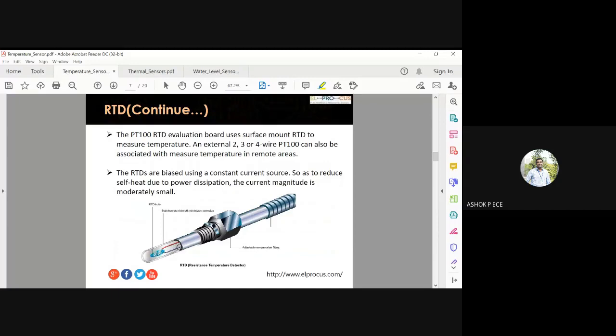You have two wires coming here and going right, so that is going to provide constant current through your RTD. RTDs are biased using a constant current source so as to reduce self-heating due to power dissipation. The current magnitude is very, very small, negligible, to avoid overheating.